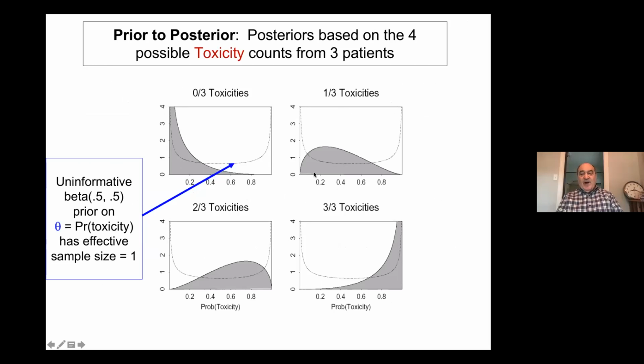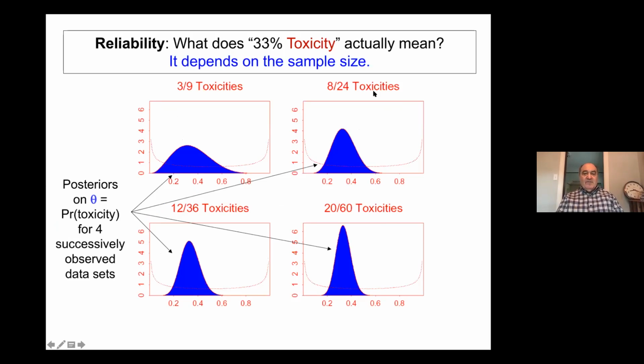ceiling. If you have 1 out of 3, you get this thing that looks like a whale swimming from California to Hawaii. If you have 2 out of 3, the whale's pointed in the other direction, and here's 3 out of 3. So instead of saying 0, 1/3, 2/3, 3/3, you've got a whole probability distribution. Okay. And let's address the issue. What does it mean to say that you've got 33% toxicity? If somebody says this to you, the first thing you should ask them is, out of what sample?